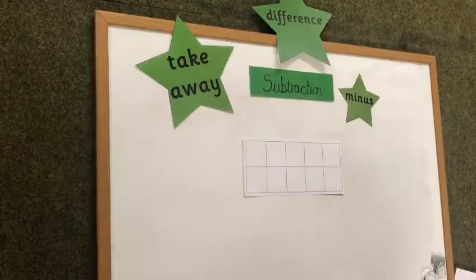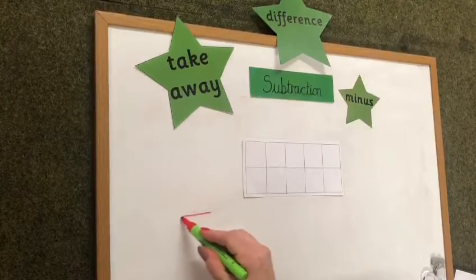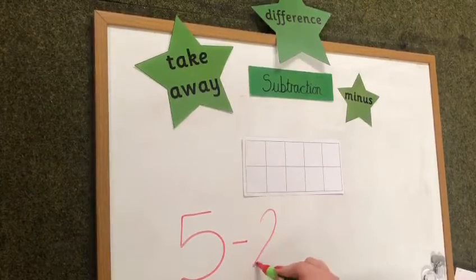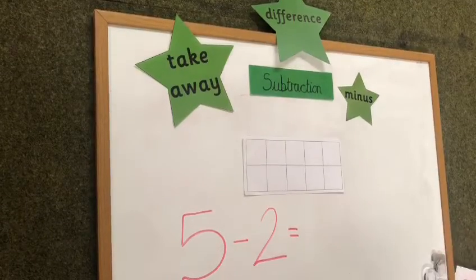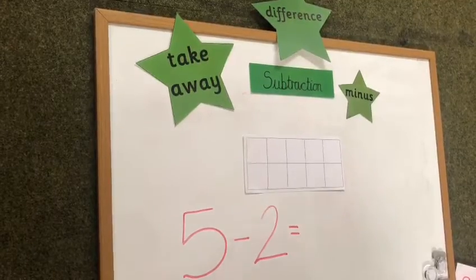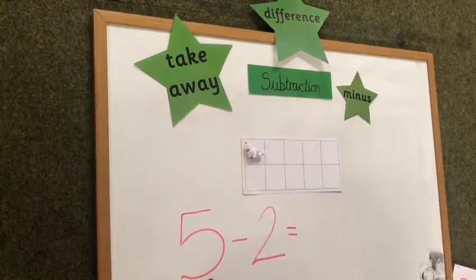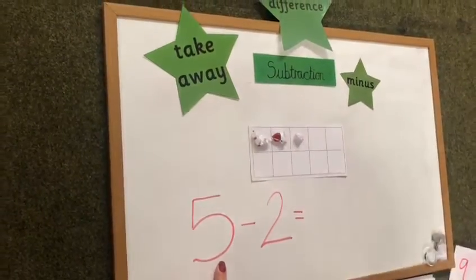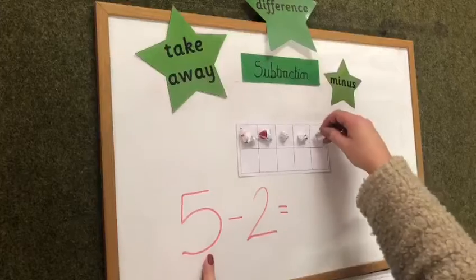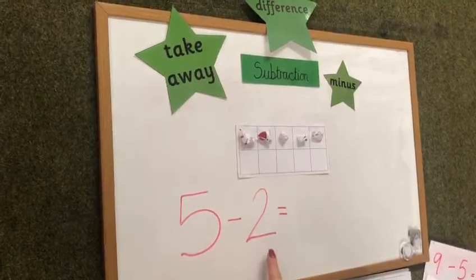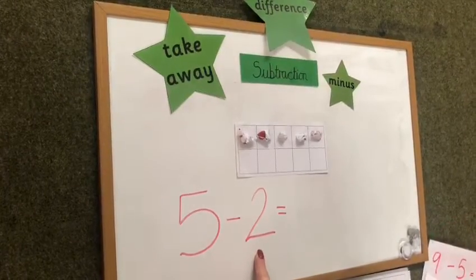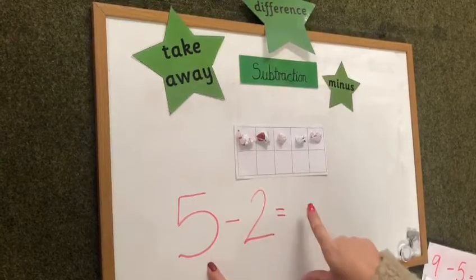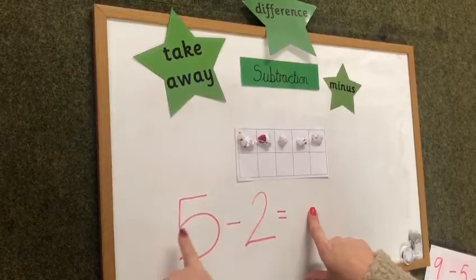Okay, we're going to have the number 5 this time, and we are going to take away number 2, and we're going to work out the difference between those two numbers. So let's put 5 pieces of paper on our 10 frame. 1, 2, 3, 4, 5. And we're going to take away 2 of those bits of paper, and that's going to tell us the difference between the two numbers. And hopefully, if we do it right, this number will be smaller than this number.